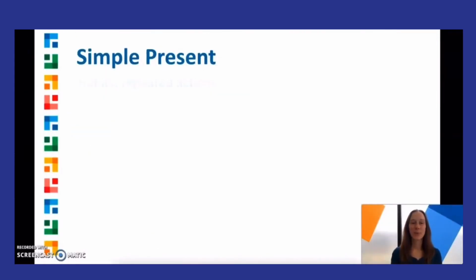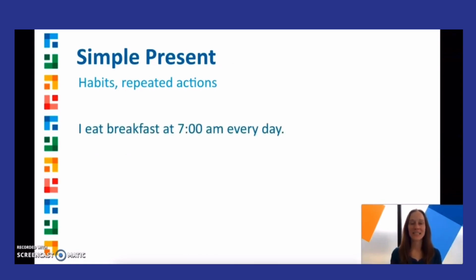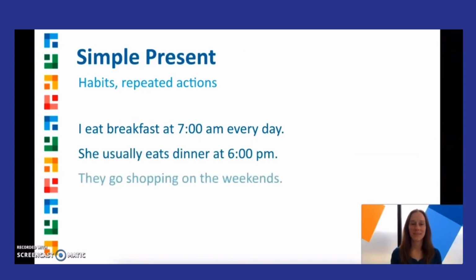We use the simple present for habits or repeated actions, things you do regularly or usually. For example, I eat breakfast at 7 a.m. every day. She usually eats dinner at 6 p.m. They go shopping on the weekends.